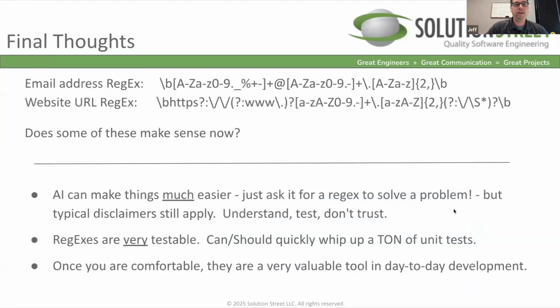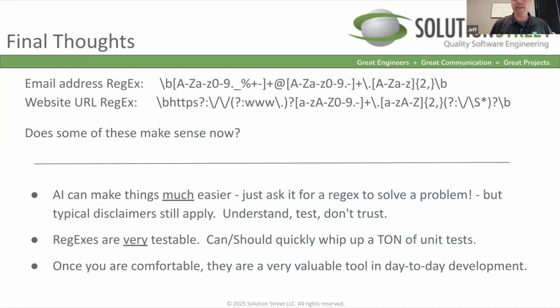Okay, so final thoughts. Here's an email address regular expression I grabbed. Here's a website URL regular expression I grabbed. There are going to be things in here you're not going to understand from what I just told you, things like the \b at the beginning and end, or the ?: here. But generally, hopefully, now that we've looked at this, this looks less like Greek and more like something you could try to work your way through in understanding what it's doing. That was the goal: to give you a brief introduction.